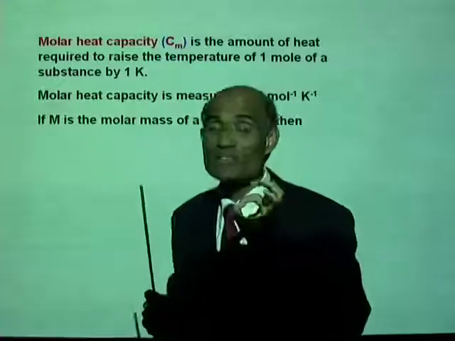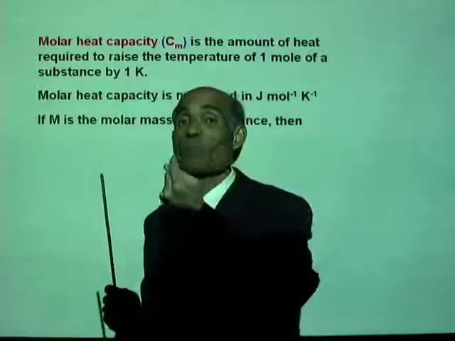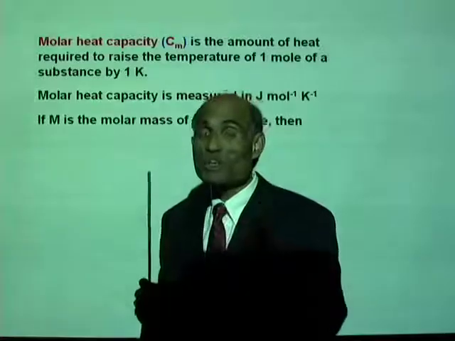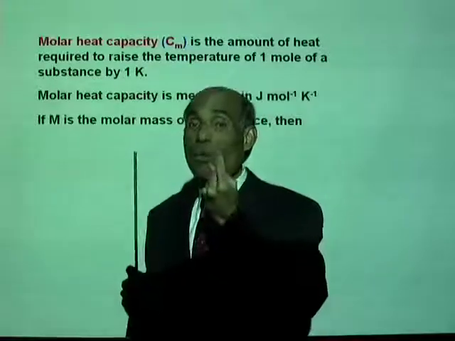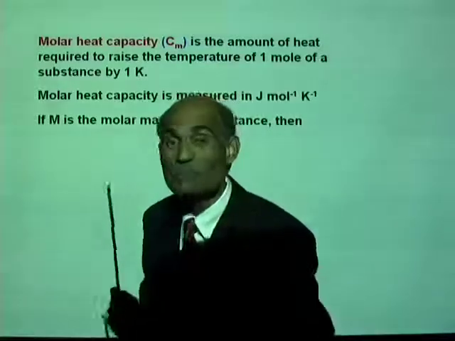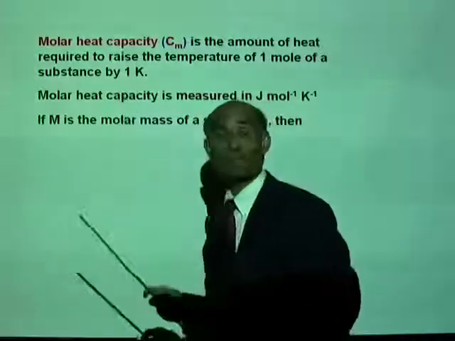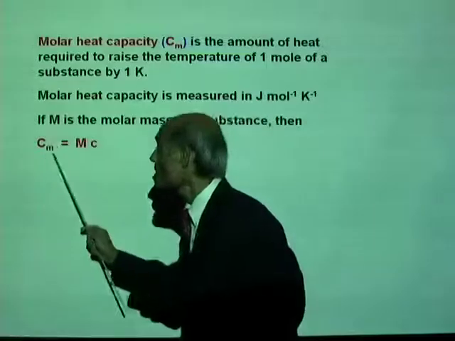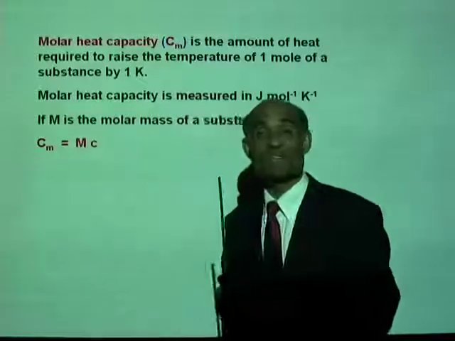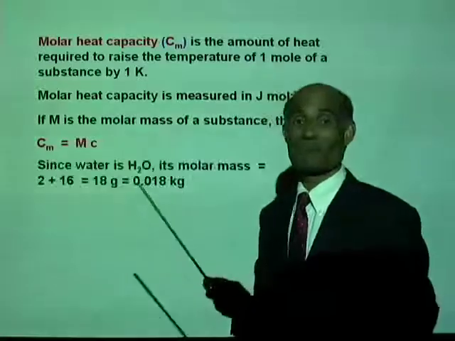Well, specific heat is the amount of heat needed to raise the temperature of 1 kilogram by 1 Kelvin. Molar heat capacity is the amount of heat needed to raise the temperature of 1 mole of a substance by 1 Kelvin. So if you multiply the specific heat by the molar mass, you get the molar heat capacity. So molar heat capacity is molar mass multiplied by the specific heat. Alright, take note of these. We will be using this as we move on.